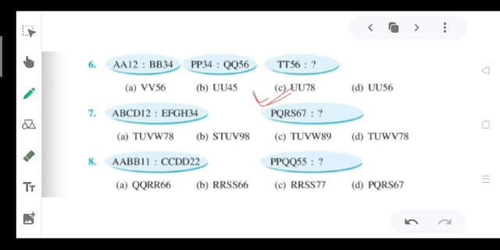Question number 7. A, B, C, D, 1, 2, or you can say A, B, C, D and 12. But we read it separately, 1 and 2, is to E, F, G, H, 3, 4. So firstly we will find out the similarity between these, and the same will be implemented in the next one also. So firstly here A and E comes after we skip B and C.